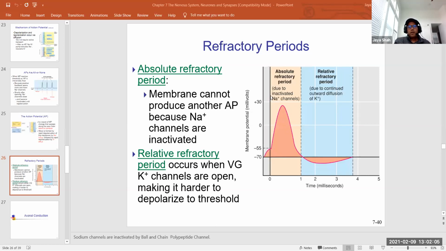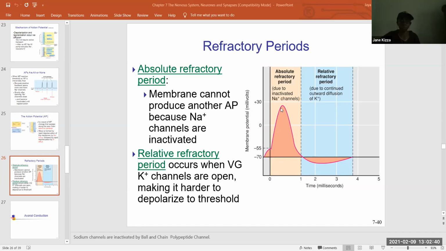So let's see, this is the timeline. This is the voltage. If you stimulate the plasma membrane of the neuron here, what happens? Once it reaches the threshold, which is -50, it gives the action potential: depolarization, repolarization, hyperpolarization. So this is one action potential. Up to the peak of this potential is due to the opening of the sodium channel.